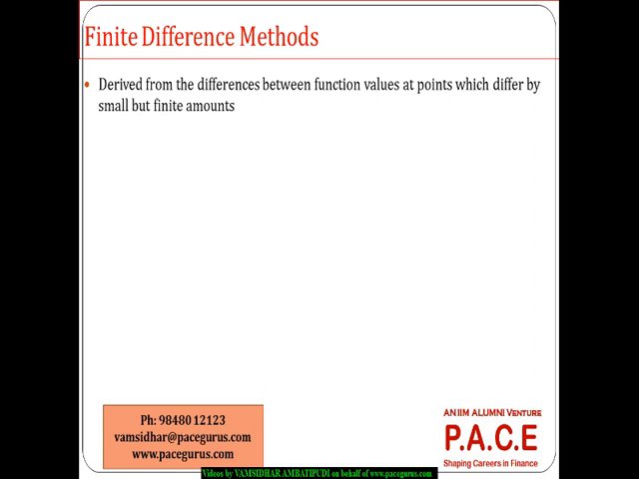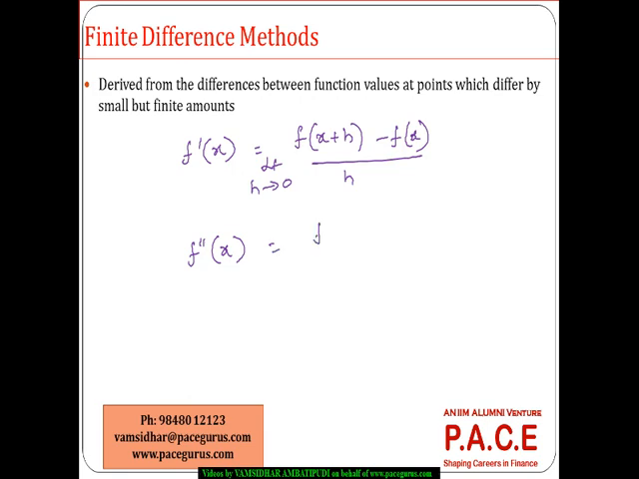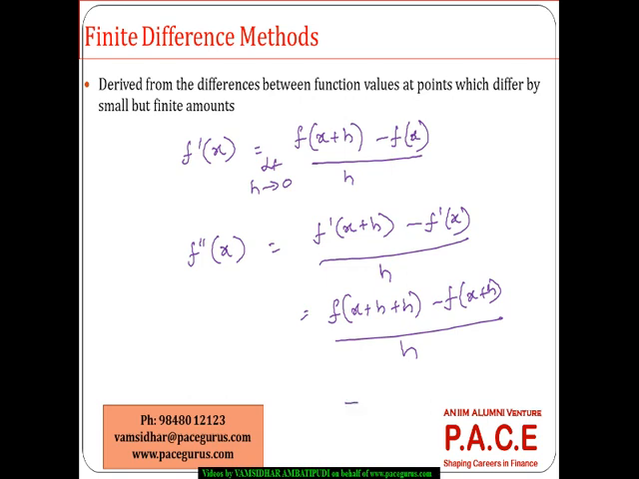And just to give you a brief overview of that, we always talk about f dash of x, which is the derivative. We say it is f of x plus h minus f of x divided by h, limit h tends to 0. This is the basic definition of the first derivative itself. Now when I talk about the second derivative, the same logic: f dash of x plus h minus f dash of x divided by h. So f dash of x plus h becomes f of x plus 2h minus f of x plus h divided by h, and f dash of x is again f of x plus h minus f of x by h. So overall it comes out as f of x plus 2h minus 2 times f of x plus h plus f of x, divided by h squared.